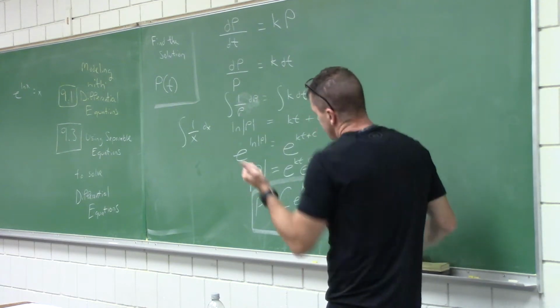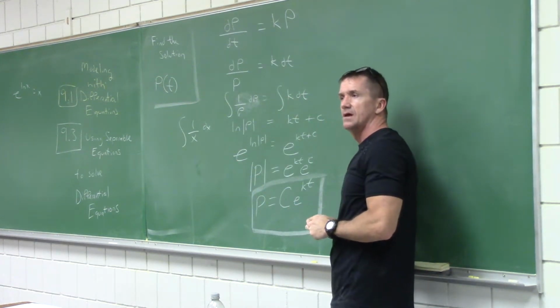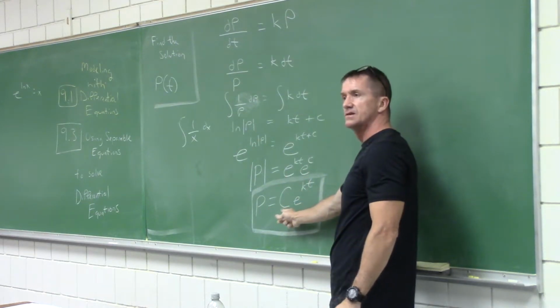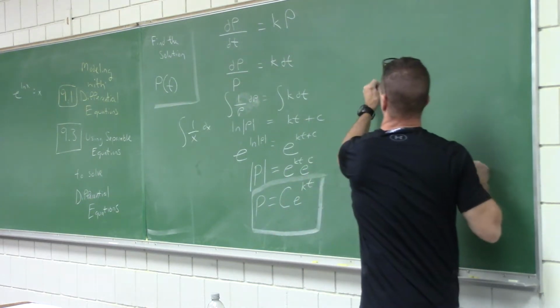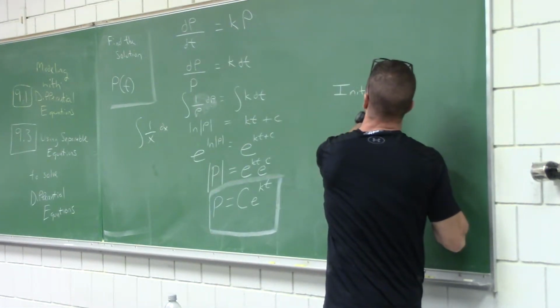One more thing before I erase. Sometimes they do give you an initial value. If they give you an initial value, you can find C. Here's an initial value problem, if they give you something like this. Oh, the initial value.